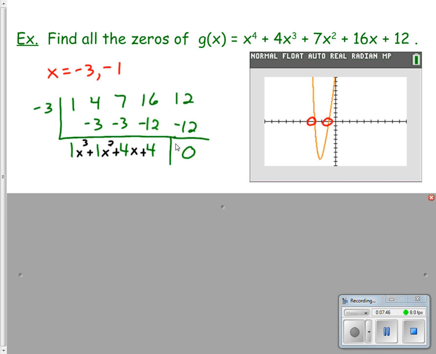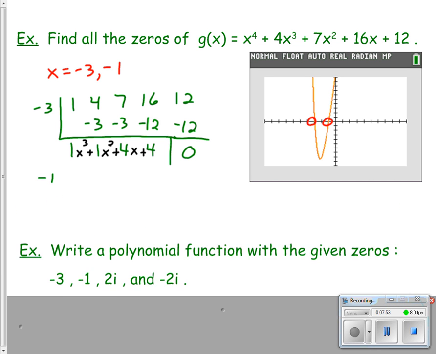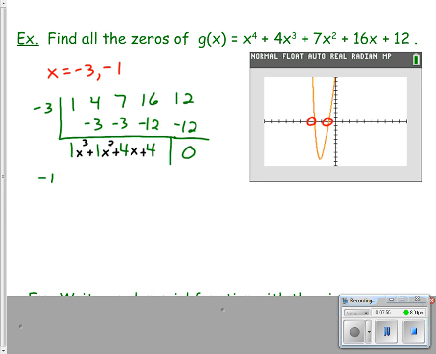Now I'm going to repeat that process for the -1 factor. I have 1, 1, 4, and 4. Bring down the 1, multiply by the outside number, add, multiply by the outside number, add, multiply by the outside number, and add. No remainder. So this tells me that that was an x cubed, so I have 1x squared plus 0x plus 4.